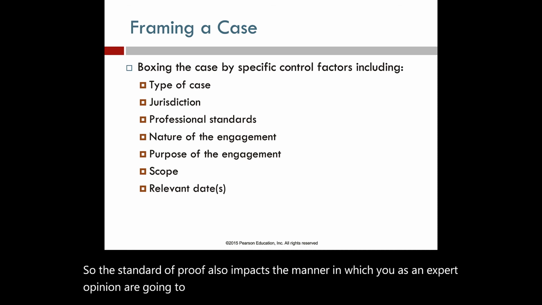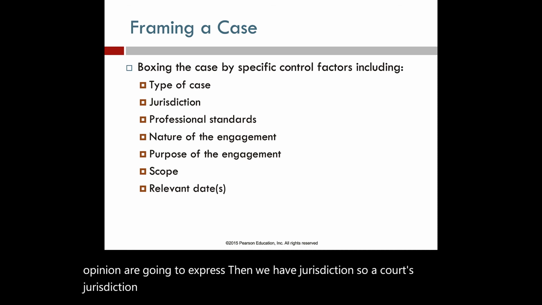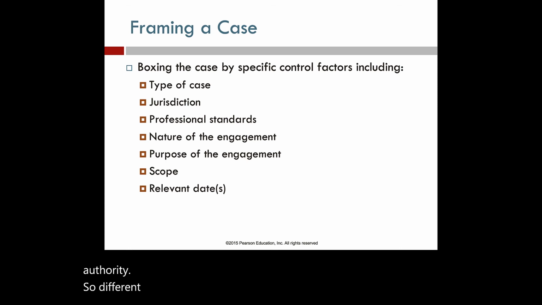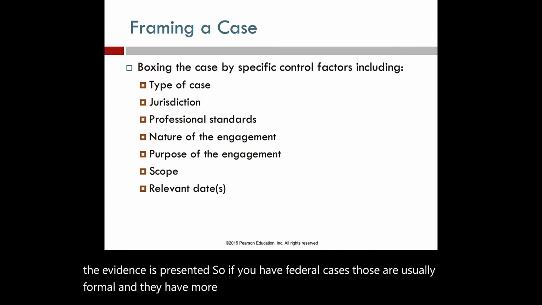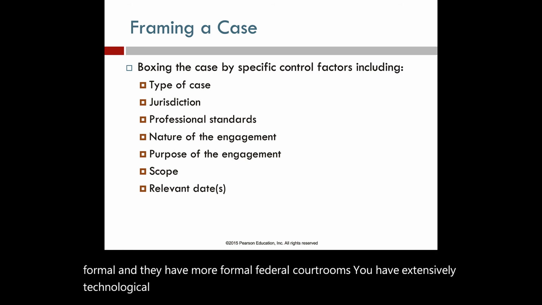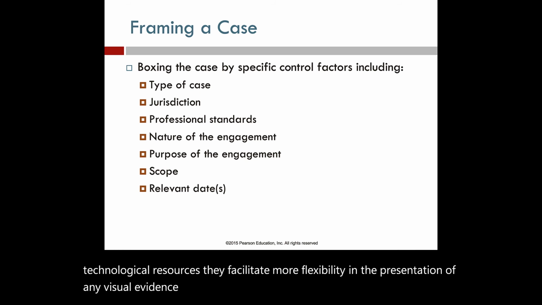Then we have jurisdiction. A court's jurisdiction is the domain over which it exercises judicial authority. Different jurisdictions significantly impact how a case is developed and how the evidence is presented. If you have federal cases, those are usually formal, and federal courtrooms have extensive technological resources. They facilitate more flexibility in the presentation of any visual evidence like photographs, videos or slides.